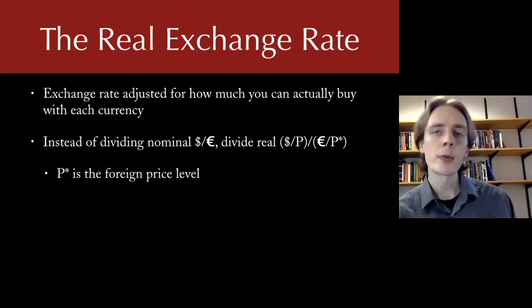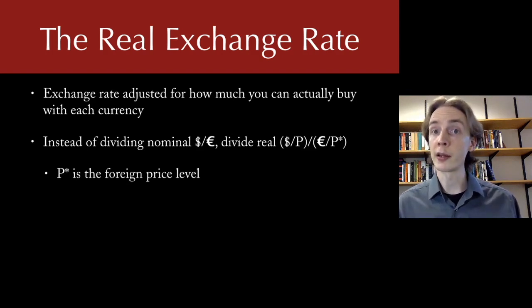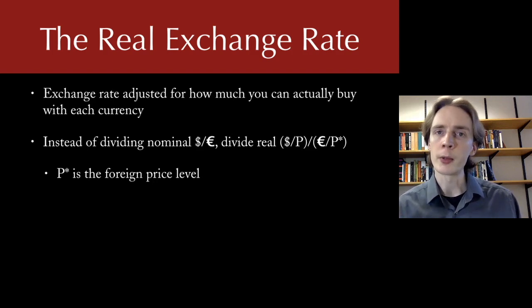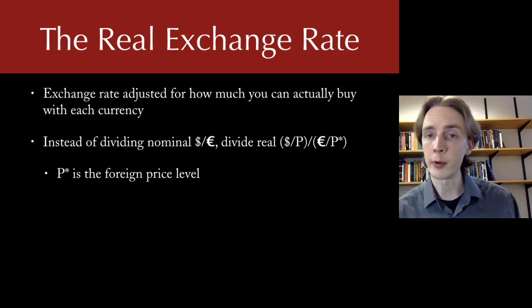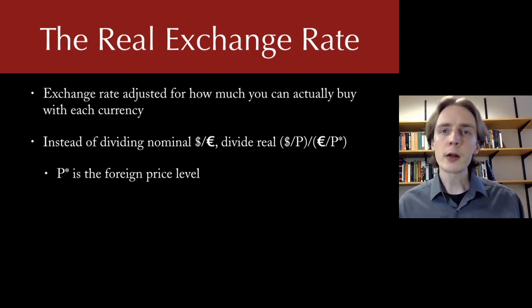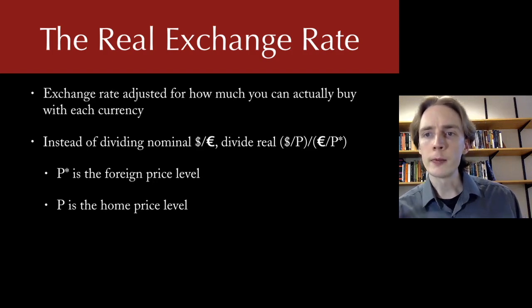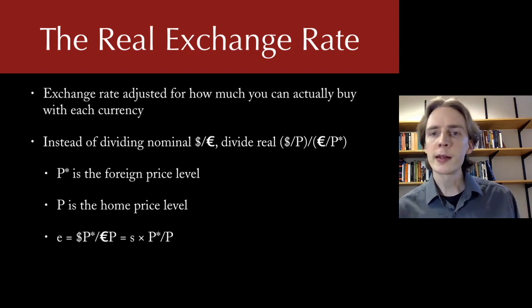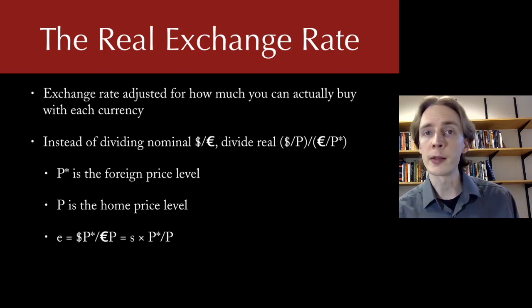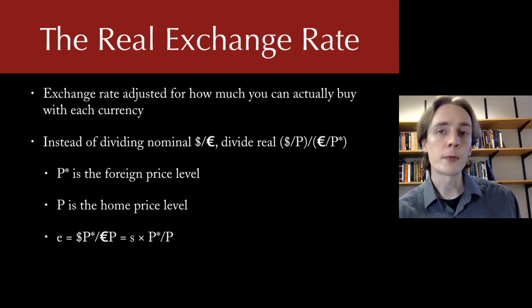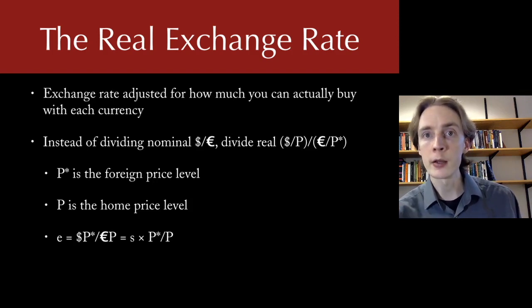In this formula here, P star is going to refer to the foreign price level. Right? That's a very common convention in international macroeconomics. So P star is going to be the price level in Europe, and P is going to be the price level in the US, in our home country. And so this formula, real dollars divided by real euros, actually simplifies into a formula that you'll sometimes see in textbooks, which is going to be the exchange rate times the foreign price level divided by the domestic price level.